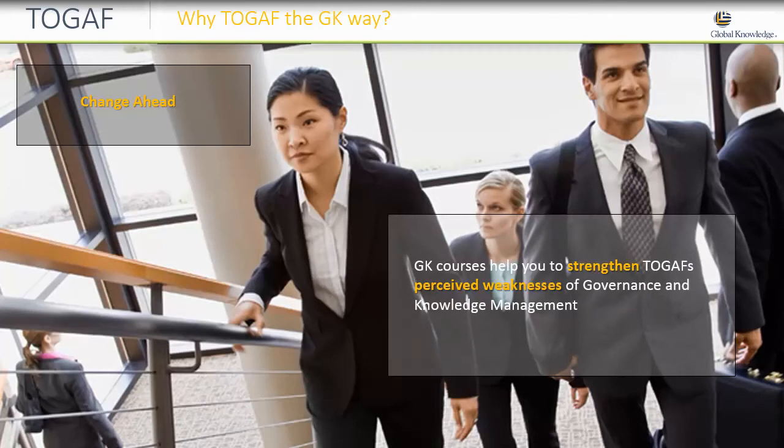And the final way is almost a subset of the previous point. One of the things is that Togaf has got one or two perceived weaknesses in areas of governance and knowledge management. They're the areas that we focus on when we go beyond Togaf. So what you're getting again is a total picture of enterprise architecture, not just about getting a certificate, the Togaf Part 1 and the Togaf Part 2.